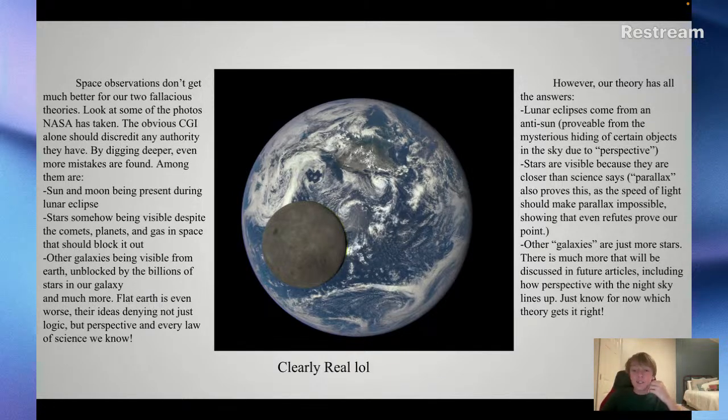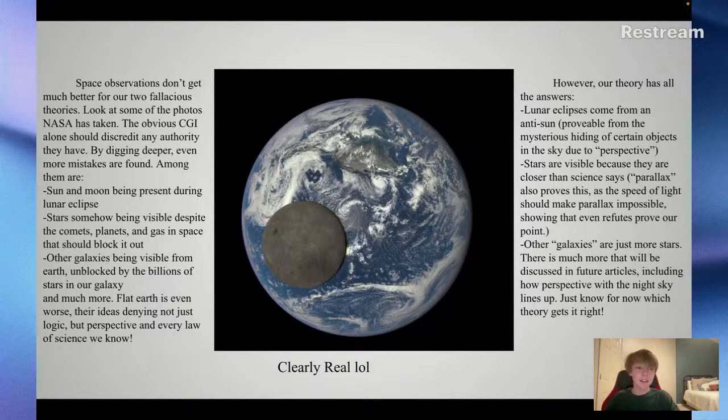Among them are sun and moon being present during a lunar eclipse, where the Earth should be blocking the moon from the sun, not possible. Stars somehow being visible despite the comets, planets, and gas in space that should block it out. Other galaxies being visible from Earth, unblocked by the billions of stars in our galaxy, and much more. Flat Earth is even worse. Their idea is denying not just logic, but perspective in every law of science we know. However, our theory is all the answers.